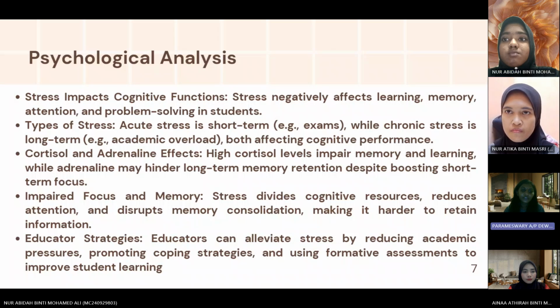Practical implications for educators. Number one is stress reducing environment, minimize academic pressure and create supportive learning environment. Number two will be promote resilience and coping, teach time management and mindful techniques. Number three will be formative assessments, use ongoing assessment to reduce stress from high stakes exams. And the conclusion is managing stress through supportive teaching methods can help improve learning and memory, particularly for students dealing with chronic stress. Thank you from me, and I hand over to Miss Atika.